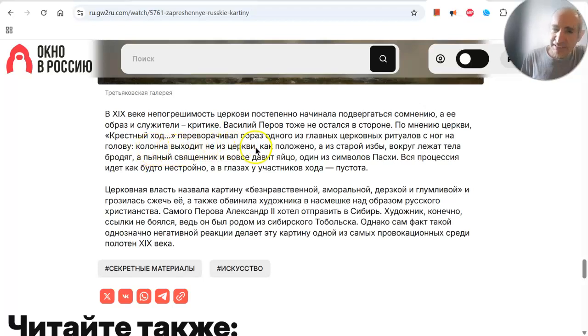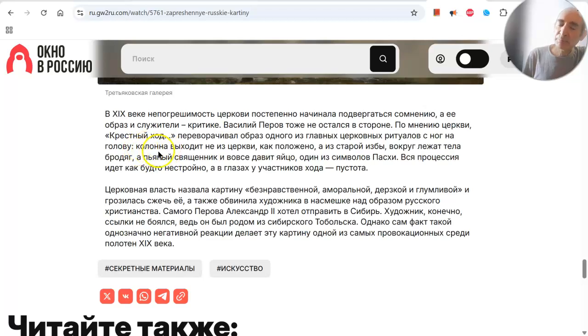Колонна выходит не из церкви, как положено, а из старой избы. Вокруг лежат тела бродяг, а пьяный священник и вовсе давит яйцо. Один из символов Пасхи. Actually, the intonation, I could have improved it. I will read it a little bit differently. But let's go over the words.